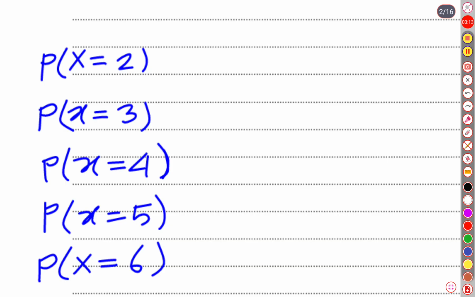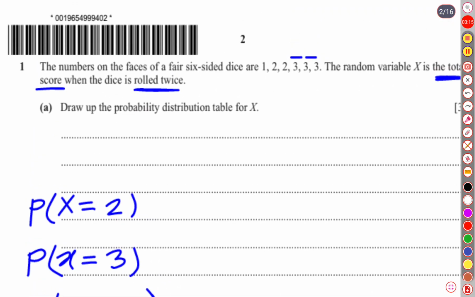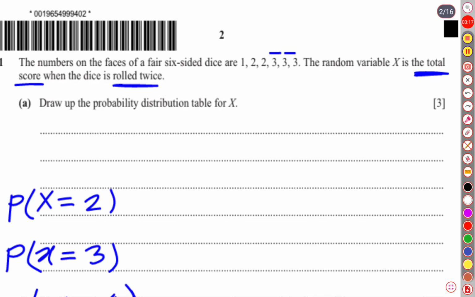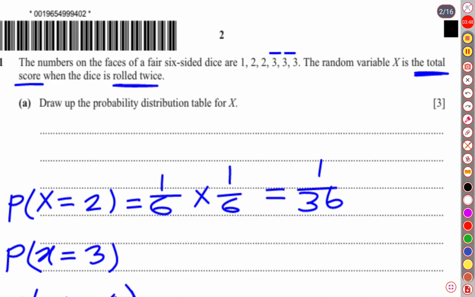Let's see when the total score is 2, what may be the probability. In the first roll we got 1, so how many faces are there? In total there are 6 faces, 1 2 3 4 5 6, so it is going to be 1 over 6 because there is only one. And in the second roll also we are getting 1, so 1 over 6. Finally it is 1 over 36 for the first score.